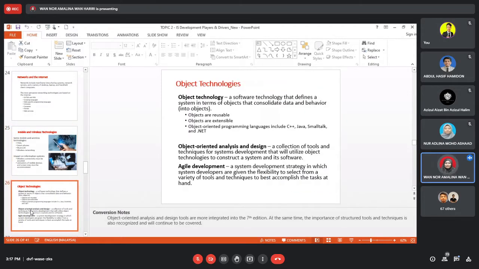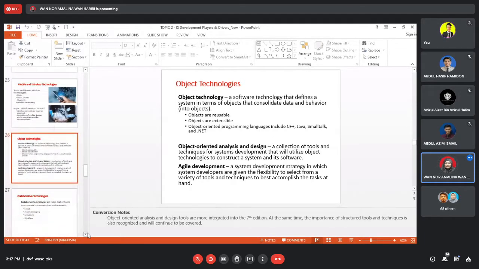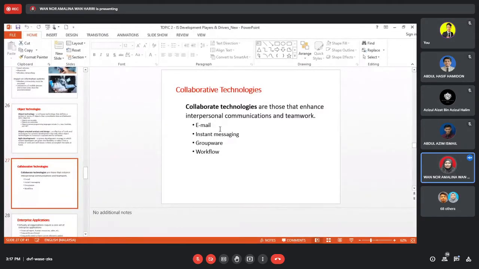And then with object technologies, with the advancement of banyak languages ni, including C++, Java, Smalltalk and .NET. Ini kebanyakannya promotes the development of IS. Okay. And then we have collaborative technologies. Okay. They are those that enhance interpersonal communications and teamwork. Email, instant messaging, groupware, workflow with the collaborative technologies, it promotes more development of IS.